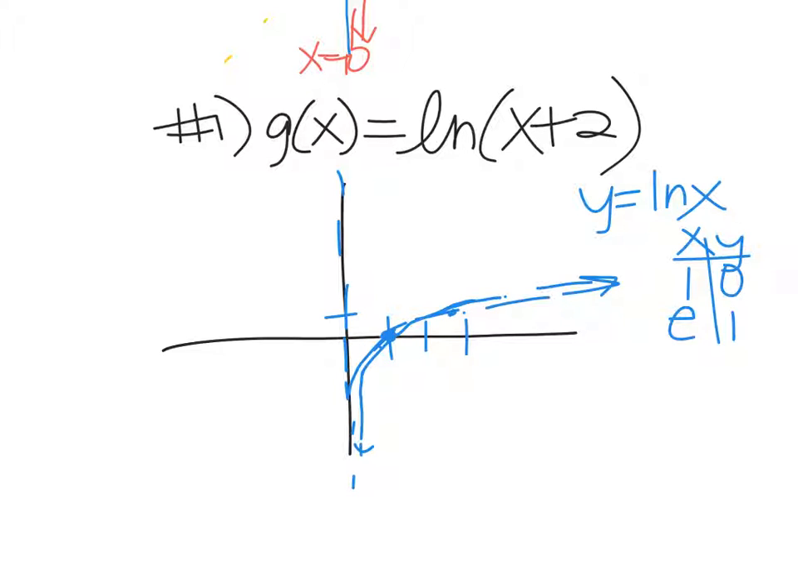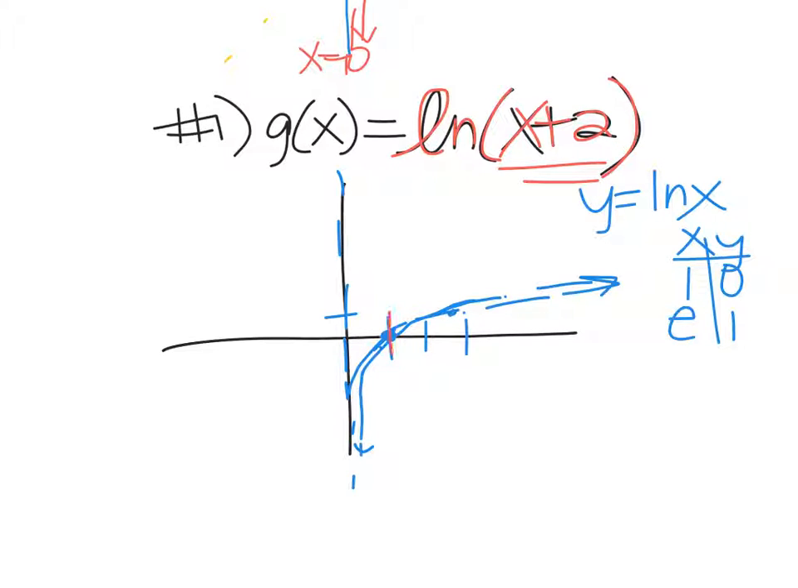Now I'm going to graph the function g of x equals natural log of x plus 2, and I'm going to graph it in red. So for this one, we're going to shift 2 to the left.